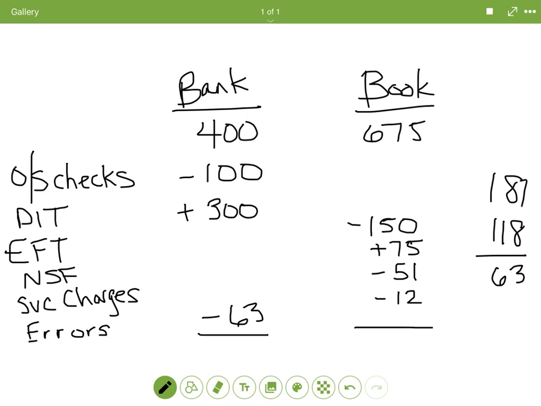When you add this all up, you get $537 on the bank side and $537 on the book side. When these two equal, your bank reconciliation is complete.